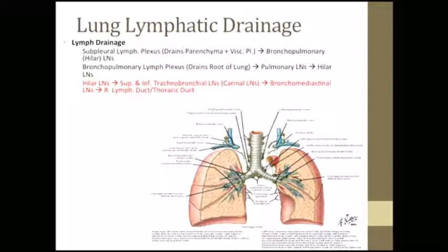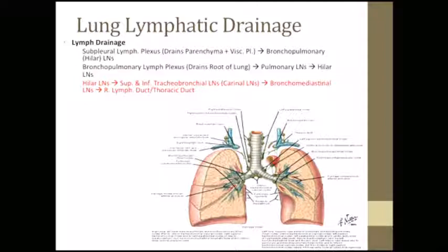So the hilar lymph nodes basically travel and they drain into the superior and inferior tracheobronchial lymph nodes. The easier name for this is the carinal lymph nodes. So these lymph nodes are important in the spread of cancers. If you put a bronchoscope down and you see that the carina has been widened, you can suspect cancer from that. And from there, it goes into bronchomediastinal lymph nodes, the right or left thoracic duct.